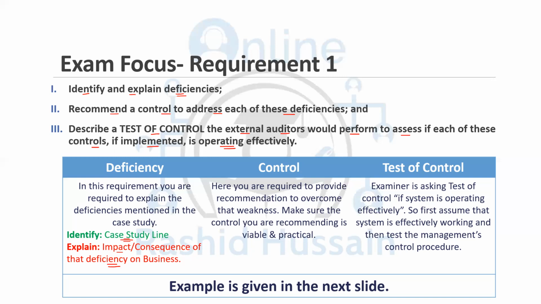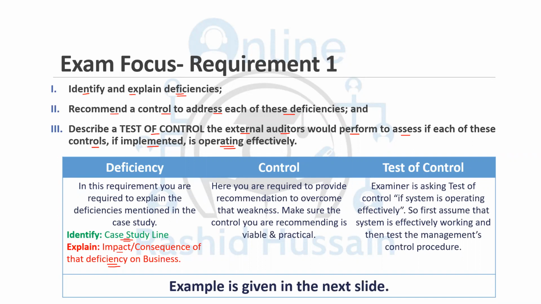With identification, you have to explain the deficiency, and explain means the impact. And remember one thing: when we talk about the weakness, the impact of the weakness is negative. It is the negative impact, the worst impact of that weakness or deficiency on the business. And the second requirement is recommend a control to address each of these deficiencies.